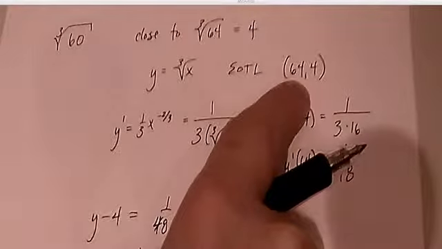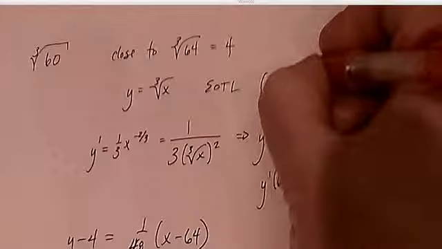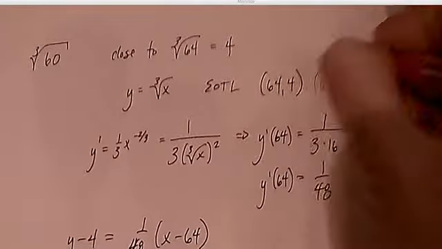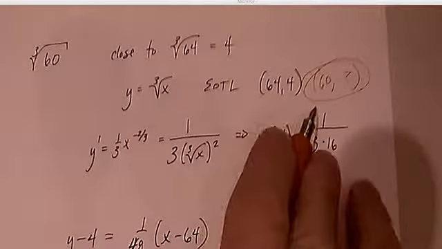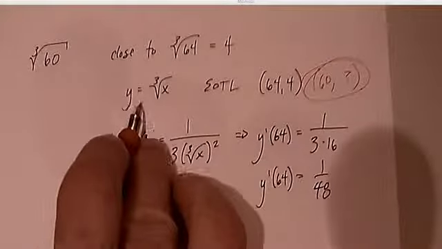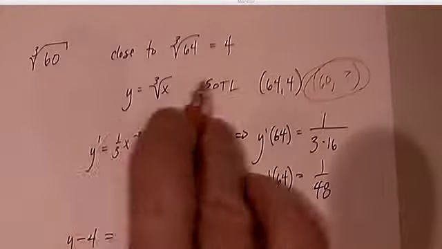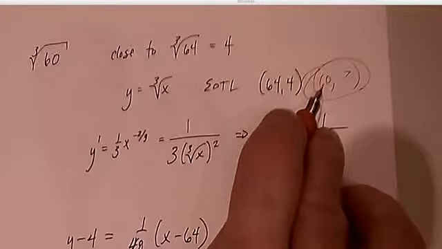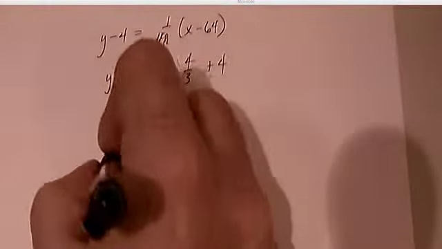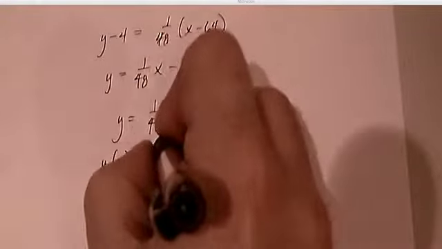Now, that point is sufficiently close, right? Because here's the thing, this is close to the cube root of 60, question mark, right? And it's that question mark that I'm actually trying to answer. I'm looking for the value of this function evaluated at an input of 60. So since 60 and 64 are sufficiently close to each other, I'm going to evaluate this tangent line at 60.